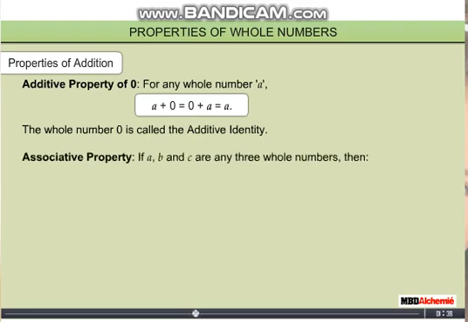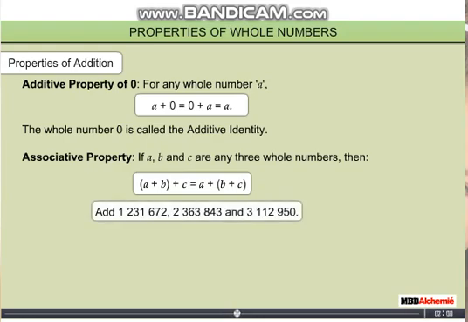Associative property. If A, B, and C are any three whole numbers, then A plus B plus C is equal to A plus B plus C. Let us understand this with an example.